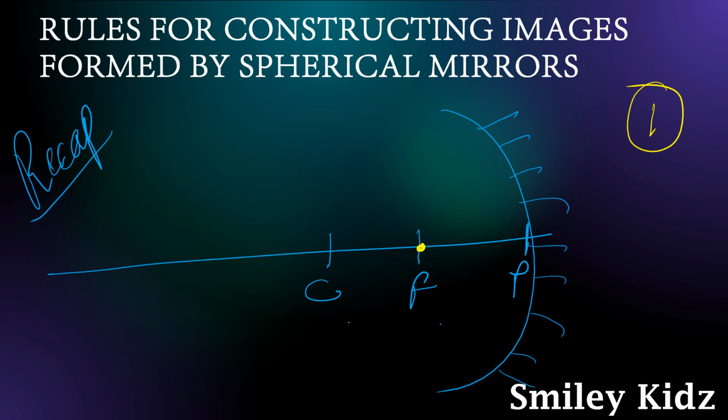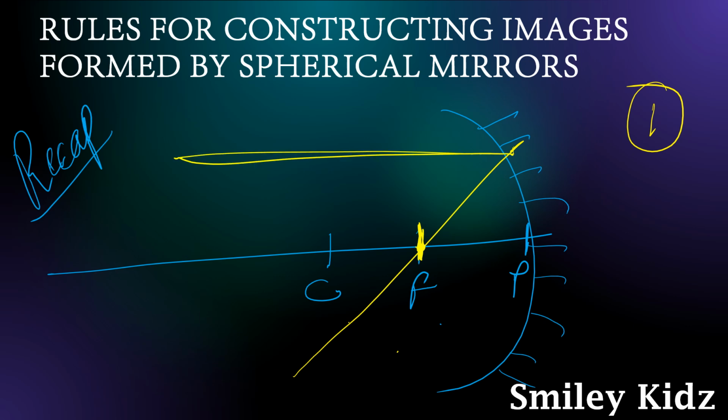Rule number 2 says that a ray which is passing through the focus, well, let's say this is a ray which is passing through the focus, when it strikes the surface reflects back in such a way that it is parallel to the principal axis, which is the exact opposite of rule number 1. This means whenever a ray which is passing through the focus strikes the mirror, it reflects back parallel to the principal axis.